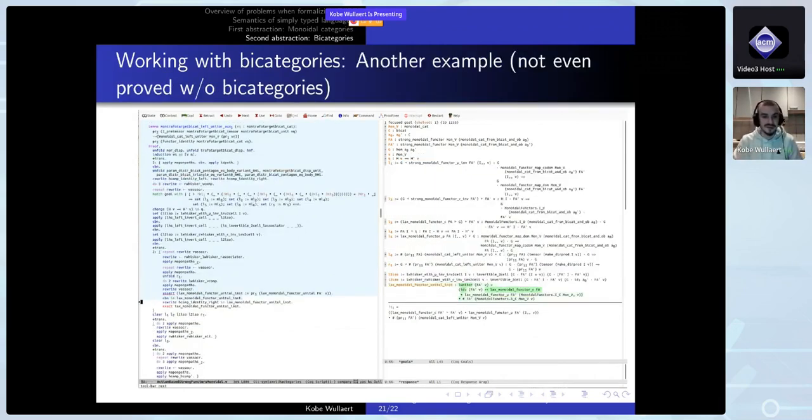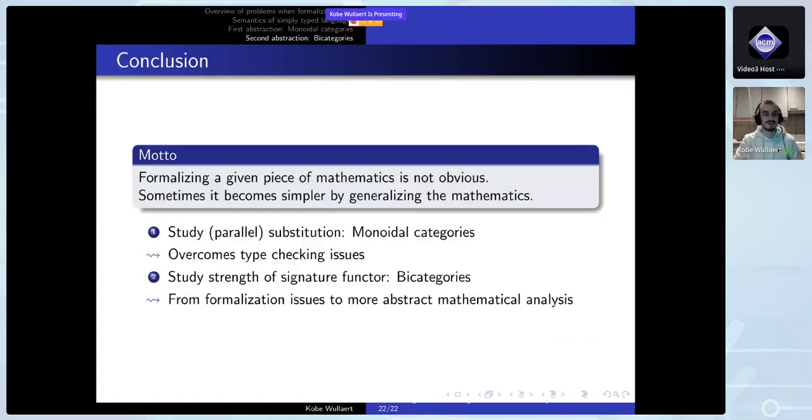And here is another example of that, but that is not even something that we have proved without the bicategories, because it's such a trouble to try to do it in the very concrete case. So, as a conclusion, let me recall the motto that I said in the beginning: formalizing a given piece of mathematics is not obvious, but sometimes it becomes simpler by generalizing the mathematics.